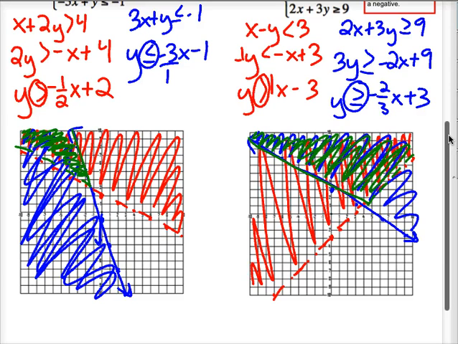Again, that's a big idea here, is you're getting solution regions, not just a point solution like when we're dealing with equations.